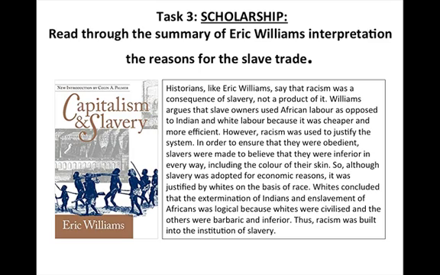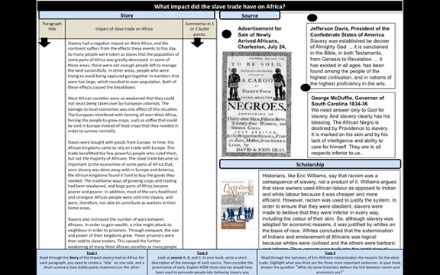And then some scholarship. The book Capitalism and Slavery by Eric Williams. Read through the summary and tell me the reasons for the slave trade, and this will build upon the work that students have already done. We've looked at the motivations behind the British Empire, we've looked at the accounts of Mr. Grab-a-lot. We can now back this up with some academic research.